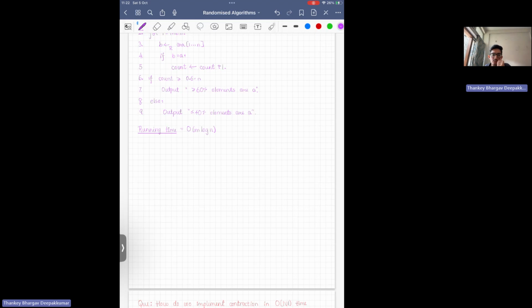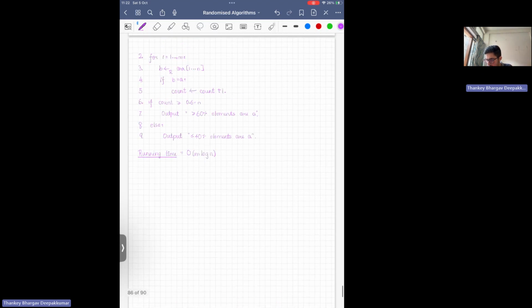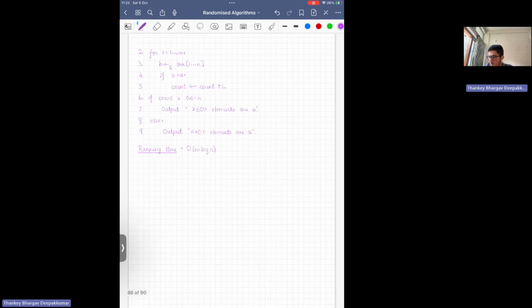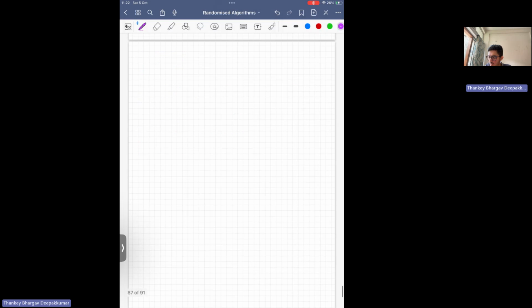Okay. So now what we'll do is analyze the success probability of this algorithm using concentration inequalities. We have seen three concentration inequalities: Markov's inequality, Chebyshev's inequality, and Chernoff bound. We'll analyze using all three inequalities and compare the results. So what do we want to do? We want to upper bound the failure probability of the algorithm.